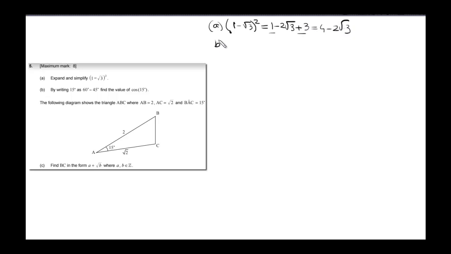In the second part, we are asked to find cos 15 degrees, writing 15 as being 60 minus 45.